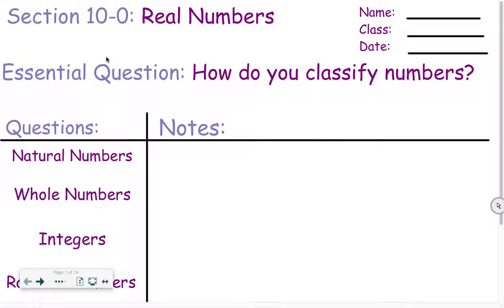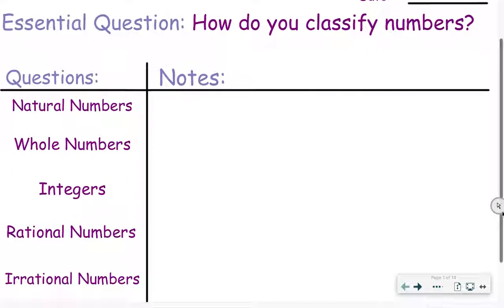Section 10.0 Real Numbers. Essential question: How do you classify numbers? In this lesson we're going to look at all kinds of different numbers and classify them into different groups. There are quite a few vocab words that you need to make sure you get written down in this lesson today. So make sure you're writing down everything that I do next to each vocab word.